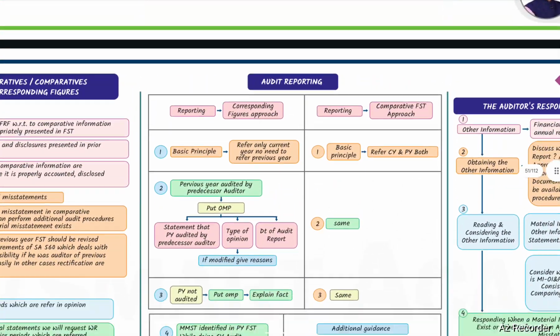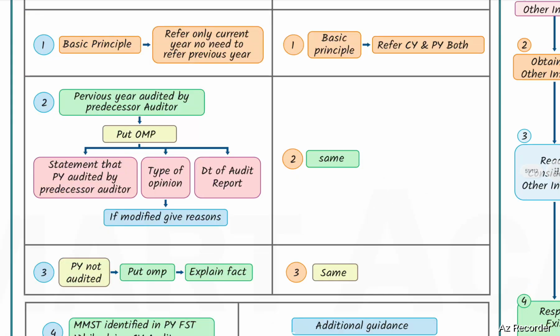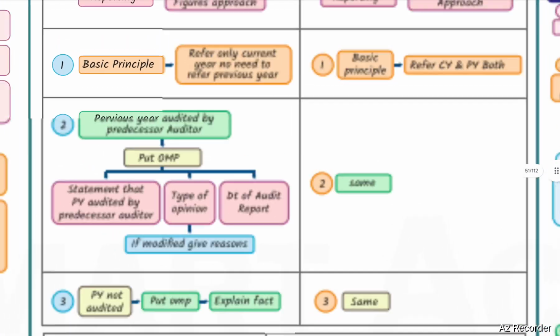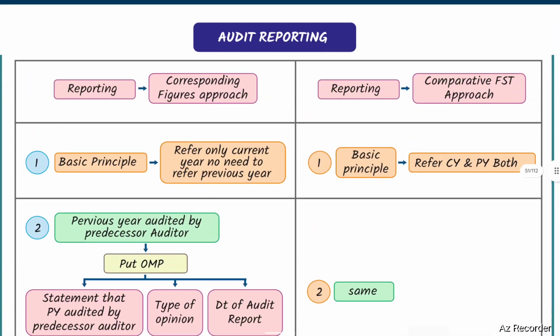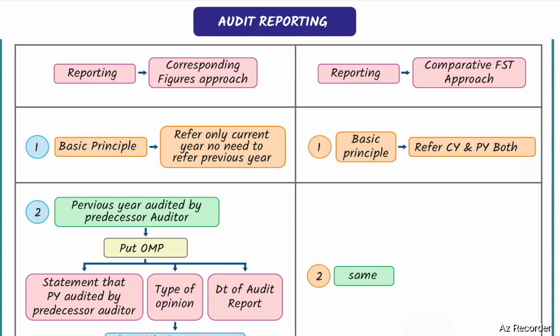Next, audit reporting. First, reporting under the corresponding figures approach. Then, reporting under the comparative financial statements approach. First one, the corresponding figures approach. Basic principle: refer only to the current year, no need to refer to the previous year.